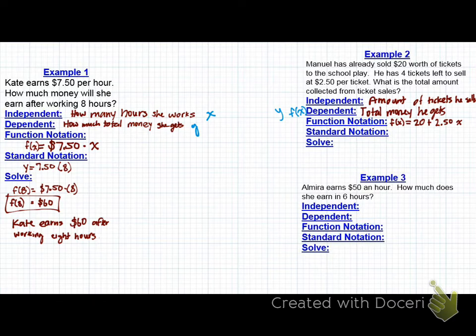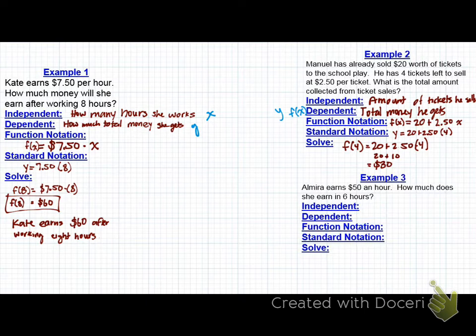We're saying that he already has $20 and that he's going to sell tickets for $2.50 each, and we don't know how many because we're going to multiply that x in there. Okay? So the standard notation: y is equal to 20 plus 250 times x. In this case, we're using 4. And then we're going to solve. F of 4 is equal to 20 plus 250 times 4. 250 times 4 is $10, right? And then 20 plus 10 is 30, okay?